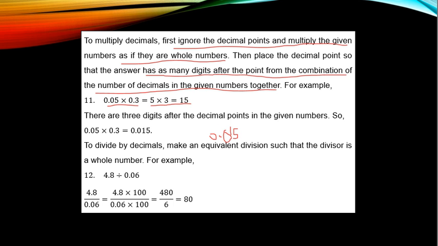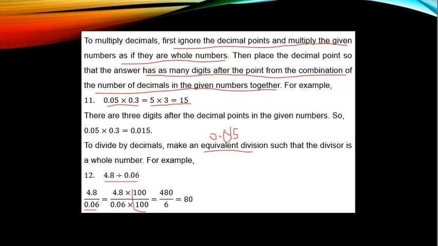All right, to divide by decimals, make an equivalent division such that the divisor is a whole number. For example, divide 4.8 by 0.06. Let's change it to division line form. Okay, so our interest here is that to divide easily, you have to convert the denominator 0.06 to a whole number. Because that denominator has 2 decimal places, you have to multiply it by 100 for it to become a whole number. That same 100 will also multiply the numerator. Anything you are doing to the denominator must affect the numerator. Okay, so that is the two 100s that you have there.